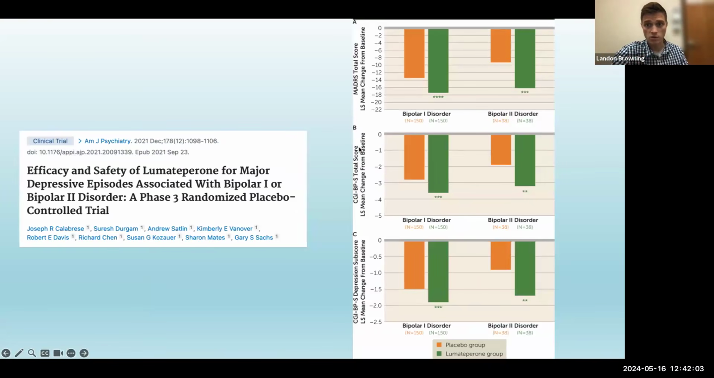Looking at the recent clinical trial data that allowed for FDA approval of lumateperone, we only see that 20% of the study participants, or 38 people, were included in the treatment arm compared to 38 in the placebo arm with bipolar 2 disorder, compared to 150 for bipolar 1. The study was only done over 6 weeks, industry sponsored. So 38 people. Yeah.